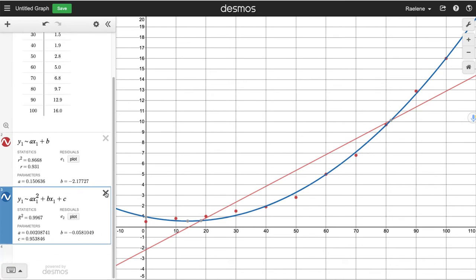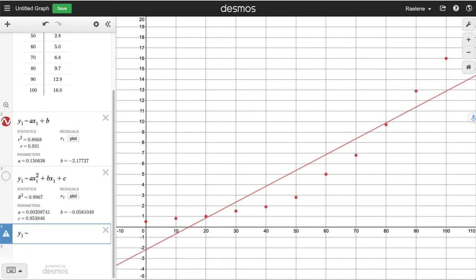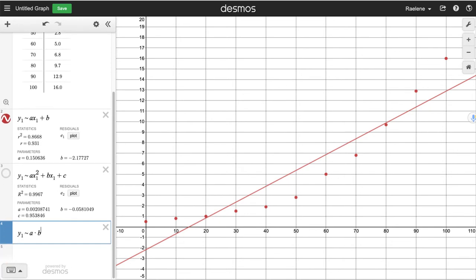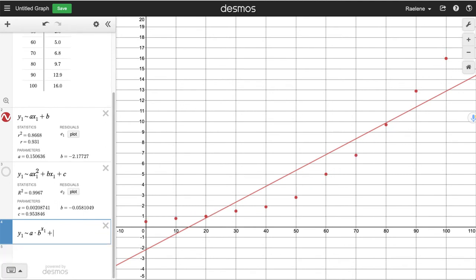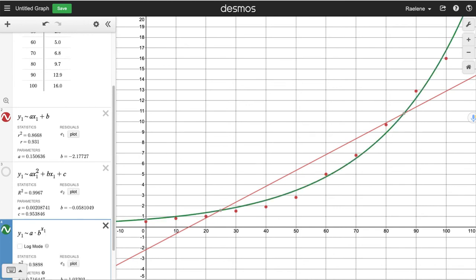So I didn't ask for a parabola regression or quadratic regression here. I'm just going to turn that off. And instead we want to take a look at an exponential regression. So we're going to type y1 tilde a times b to the x1 plus c. Now we know that the c represents a horizontal asymptote, and there's nothing to prevent the horizontal asymptote from translating from the x-axis, so I'm just going to say c is equal to 1.